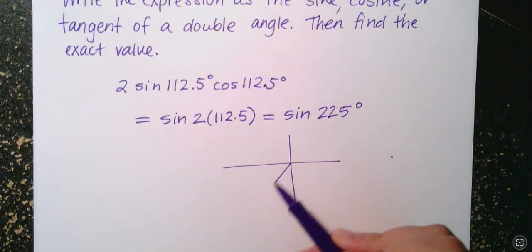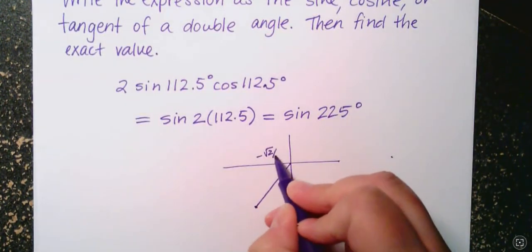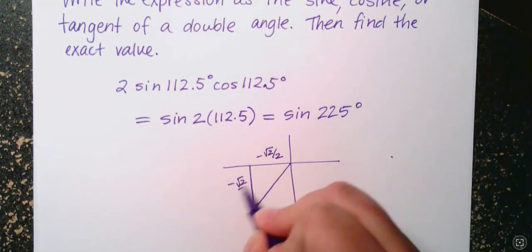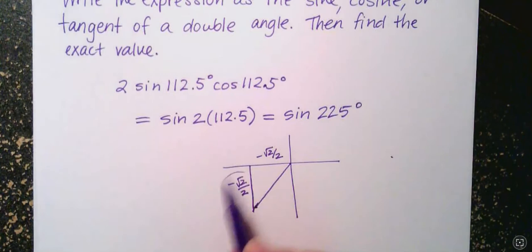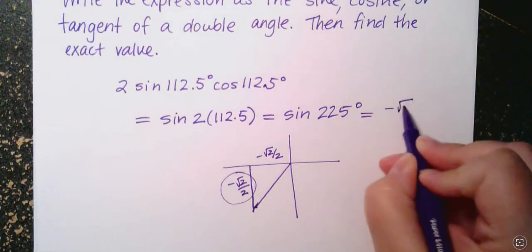It's right in the middle of the third quadrant, where we go to the left root 2 over 2, and down root 2 over 2 to get there. And this is the sine. The sine is the y value. So that is my answer.